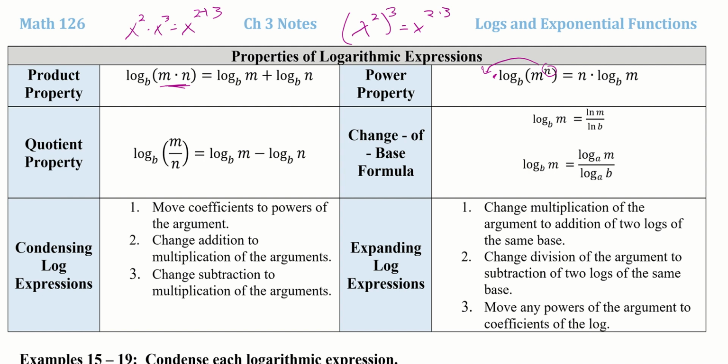Now, change of base. This one's not too crazy, but the way I remember it, the base of the log is the one that's going to come to the bottom. The argument here stays on top. You can also have ln or log. It doesn't really matter here where it says log base A. In this case we would just use base 10 because that's our calculator, so our calculator would use that.